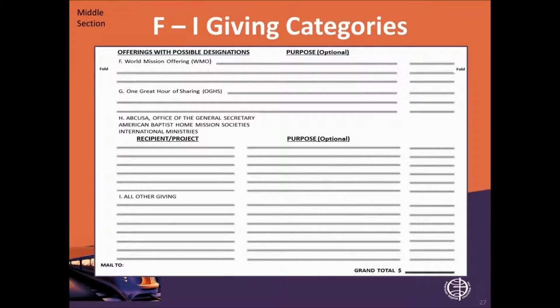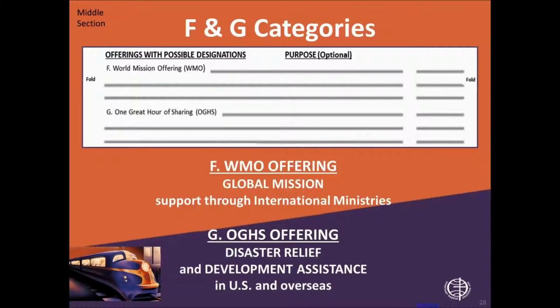F through I giving categories are the WMO, which is the World Mission Offering, the One Great Hour of Sharing, the 3 boards and related projects, and all other giving. We're going to start with the F and G categories, which are WMO and OGHS. Now, I like to think of WMO as Global Mission Support through International Ministries. So when I think WMO, I think Global Mission. When I see OGHS offering, I think of disaster relief like Hurricane Sandy, and also development assistance, both overseas and here at home.